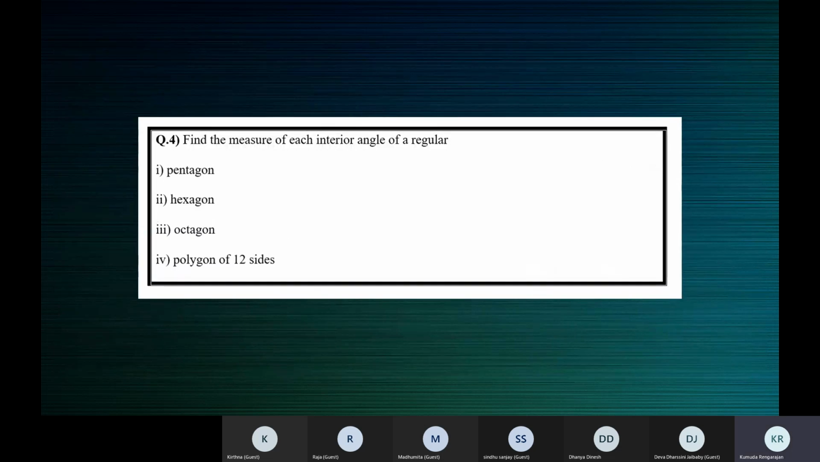Yes, do this, children. Find the measure of each interior angle of a regular pentagon. Work all so that we get very clear with this understanding.